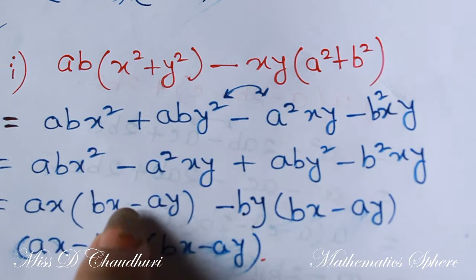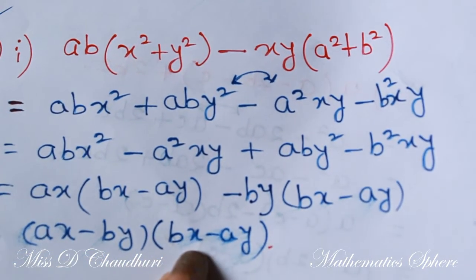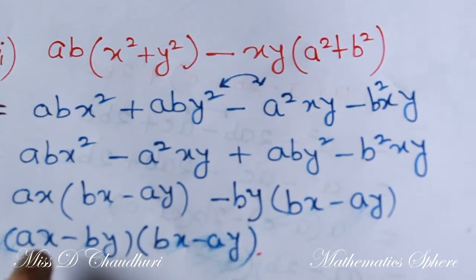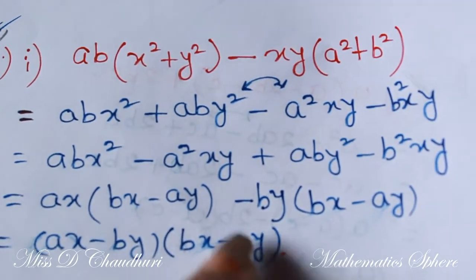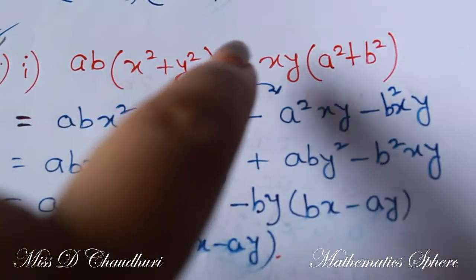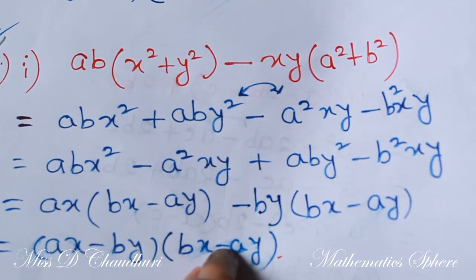So you write this one, bx minus ay is one factor and ax minus by is another factor. So this factorization is also done. Simple thing. Just one step is extra, that this should be multiplied first, then you will have to take in common.